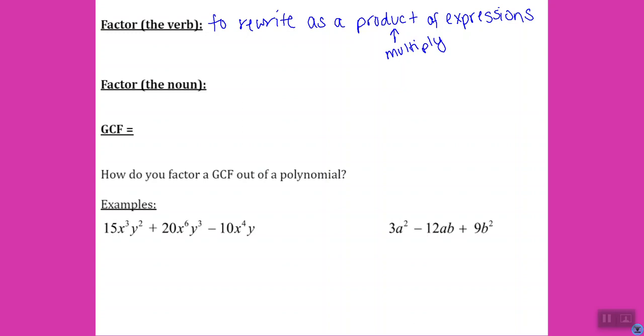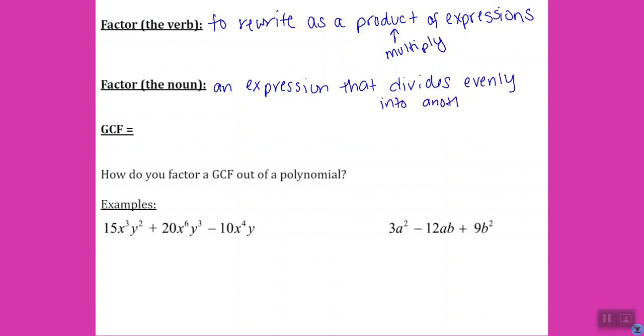Factor as a noun, or a factor, is an expression that divides evenly into another. And remember that an expression can be numbers and variables. Or it could be just a number or just a variable.